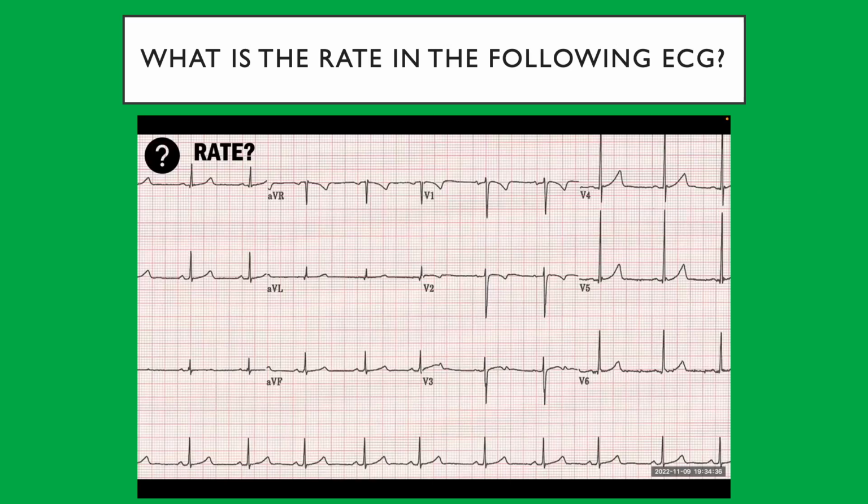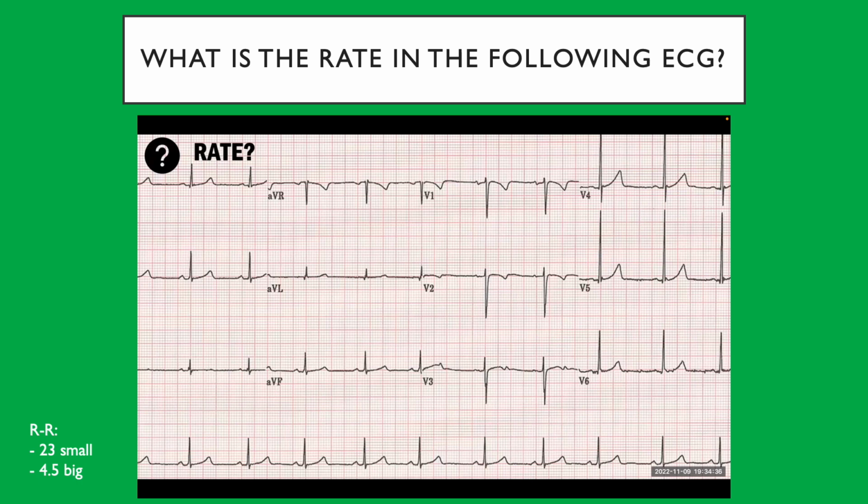So what is the rate in this one? First thing you do, rhythm. Is it regular or irregular? Wait, what is this calibration? German or Czech? This is 25. Okay, so 75. Is it regular or irregular? Regular, okay, so I'm helping you now. I'm giving you the numbers there.